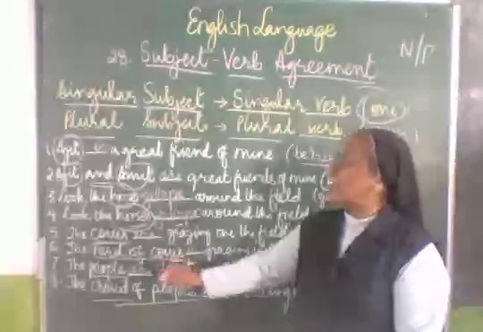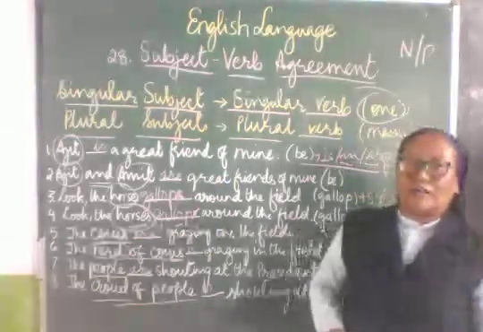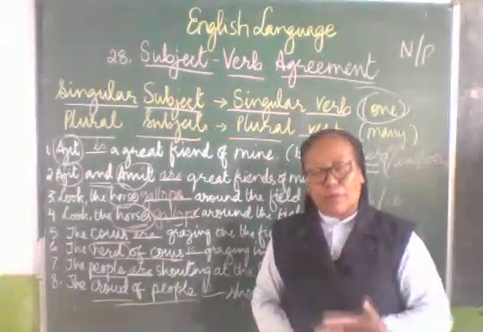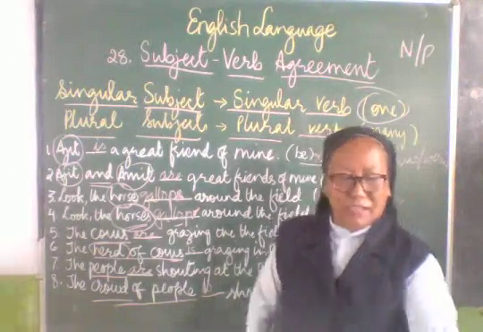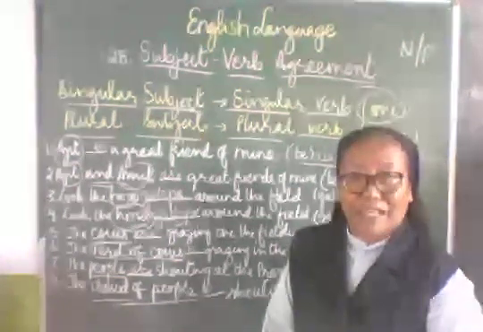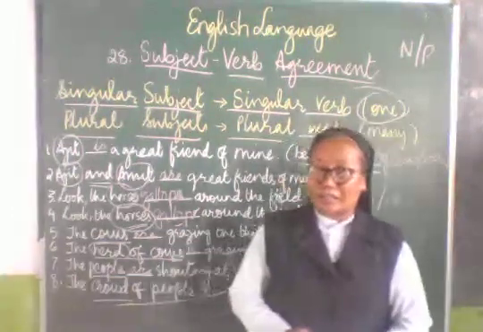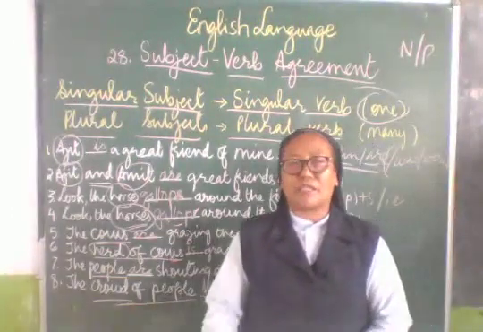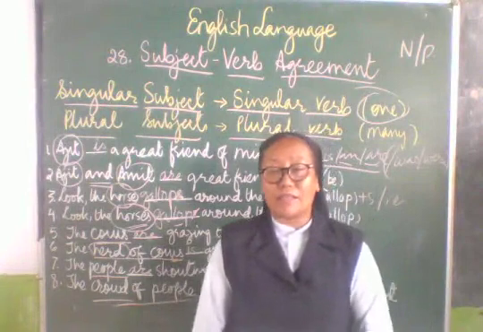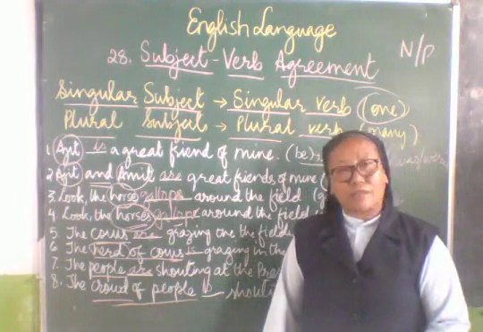So remember, children, subject-verb agreement depends on this: singular subject, singular verb; plural subject, plural verb. Always remember that. That's a basic thing you need to remember. There are more rules which we need to follow, and we will be discussing these in later classes. Make sure that you read and practice this.